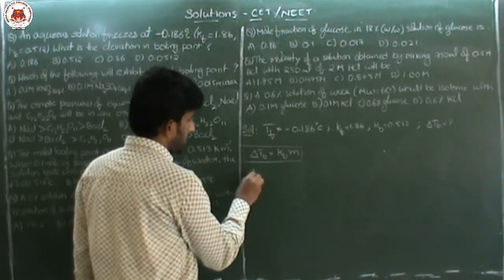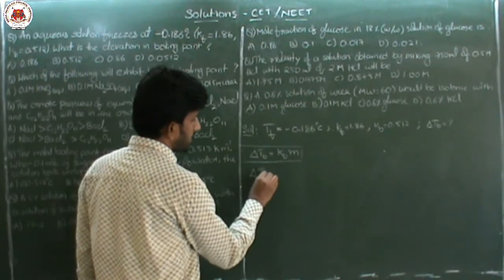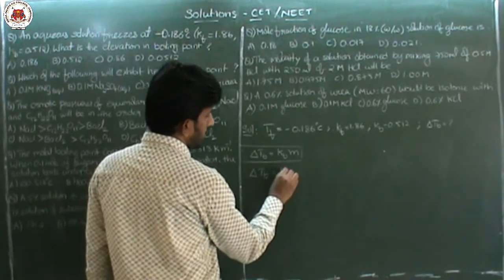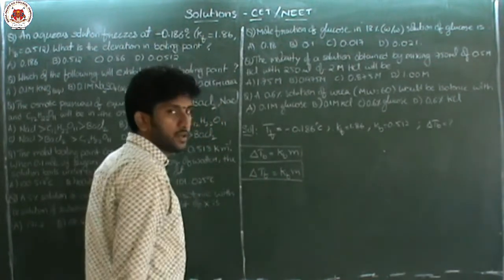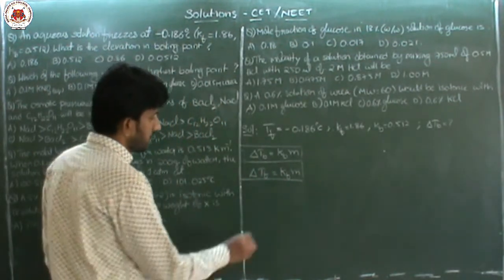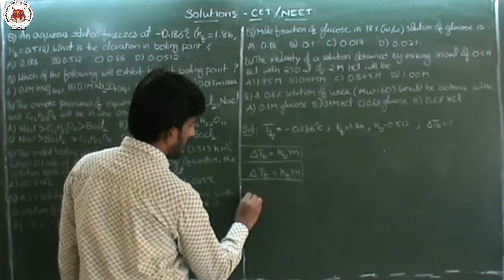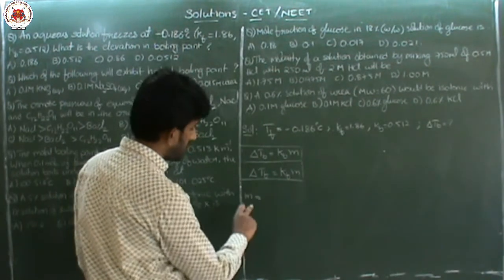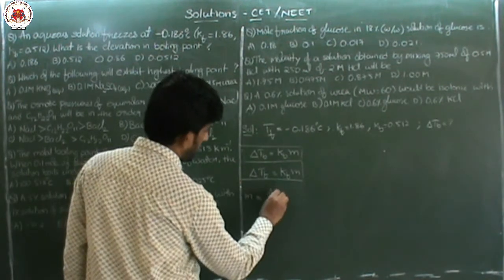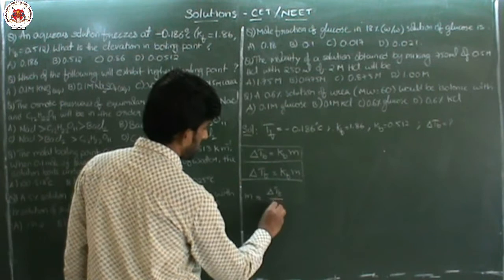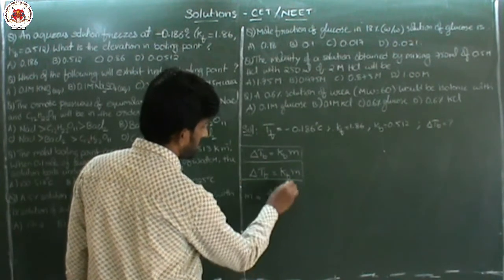You know that delta Tf is equal to Kf into molarity. From this I can write molarity is equal to delta Tf by Kf.